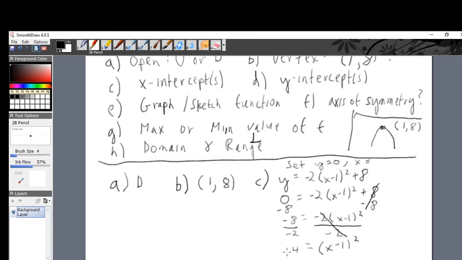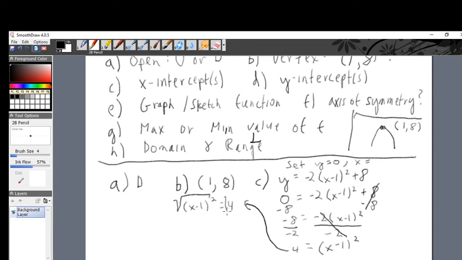I don't want to run out of room, so I'm moving over here. I'm going to rewrite this as (x minus 1) squared equals 4. It's much easier to see if I put the 4 on the right-hand side and the x minus 1 on the left-hand side, which I just did. Well, how do I get rid of that squared? I'm looking for x. Take the square root, and then it's gone.